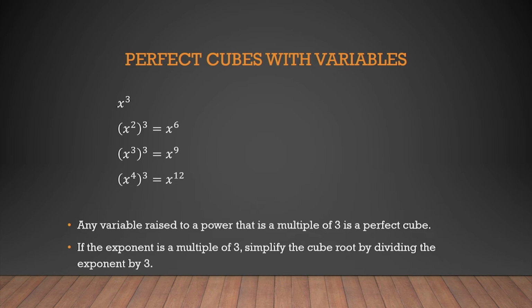Now, if the exponent is a multiple of 3, we can simplify the cube root by dividing the exponent by 3. Looking at the same list, if I want the cube root of x to the third, we take the exponent 3, divide by 3, we get 1, and our answer is x to the first power, which of course is just x. If we want the cube root of x to the 6, we think 6 divided by 3 is 2, and so our answer is x squared. Similarly, the cube root of x to the 9th is x to the 3rd, the cube root of x to the 12th is x to the 4th, and every time we just divide the exponent by 3.